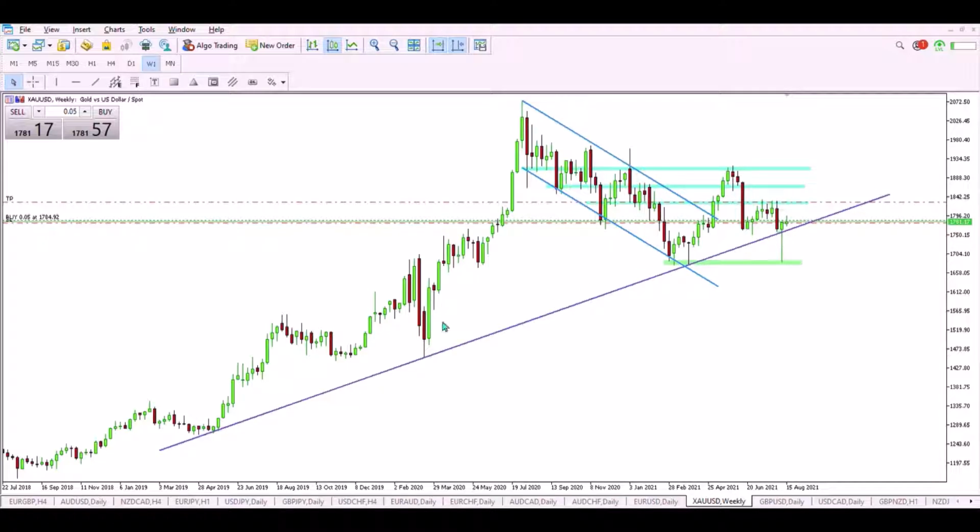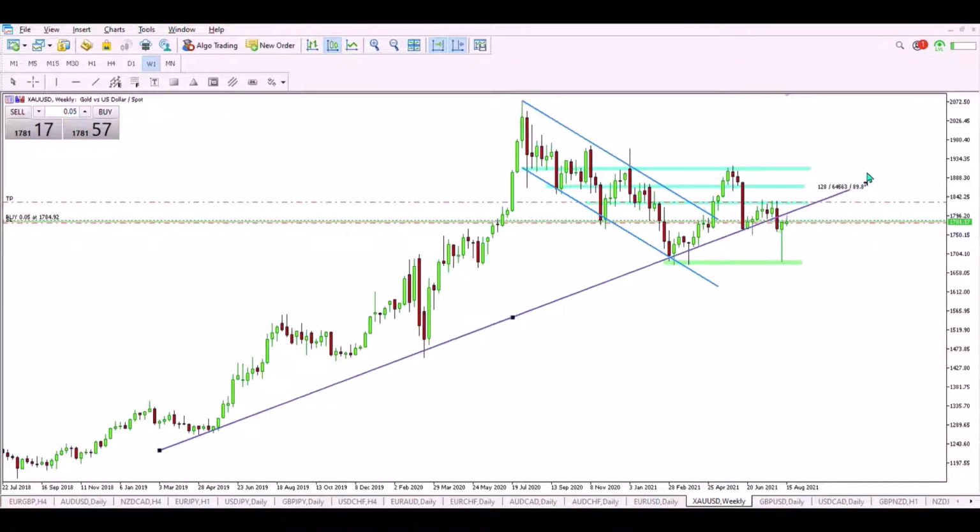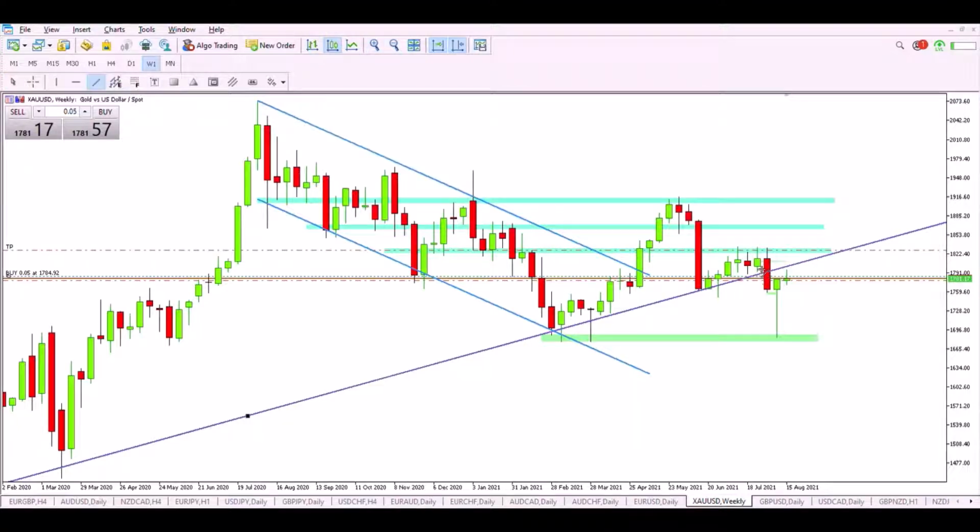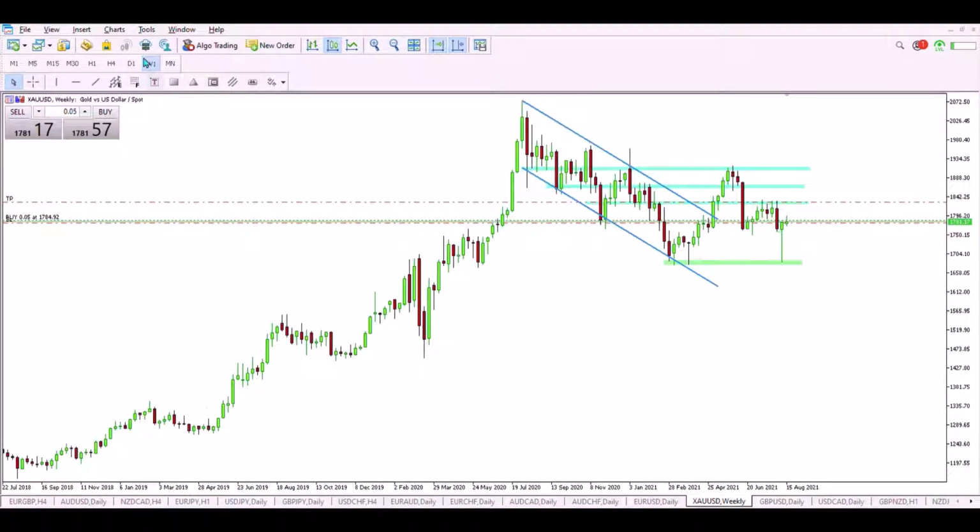Now if we don't draw this trend line to the wicks but to the bodies of the candles, we have this trend line, something closer to the bodies, and after the break we now can have a retest and then another continuation to the downside. So be very careful with this pair guys. Let's draw back the trend line.